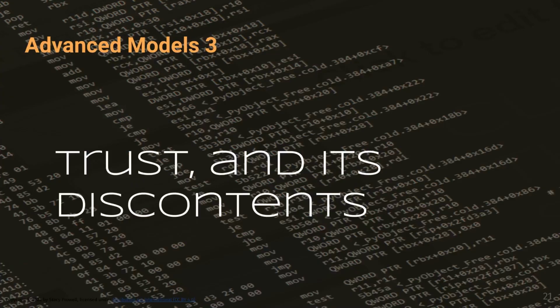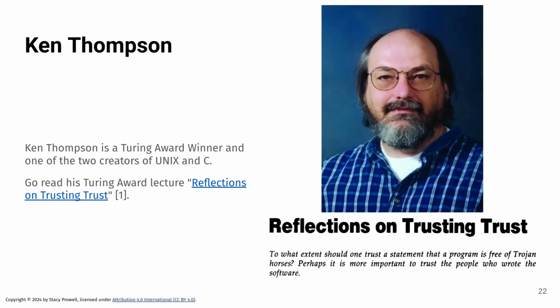So let's talk about trust and its many discontents. There is Ken Thompson. I would recommend that you go off and read Ken Thompson's short paper, Reflections on Trusting Trust. I think it's really good. I think it's worth reading. He is a Turing Award winner. He was one of 2 people who created Unix and C. You should go and read this paper. It's from his Turing Award lecture. I think it's really good.